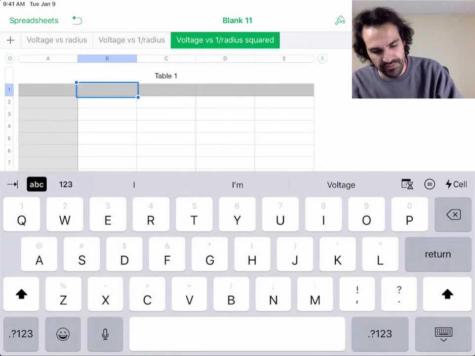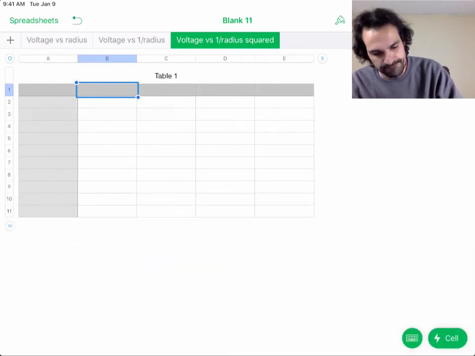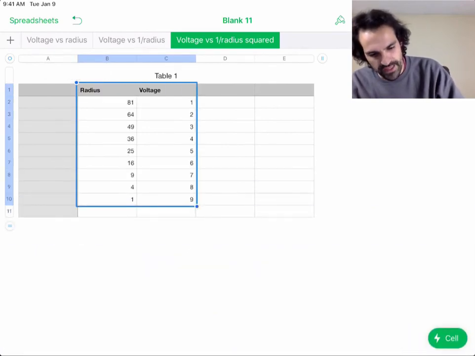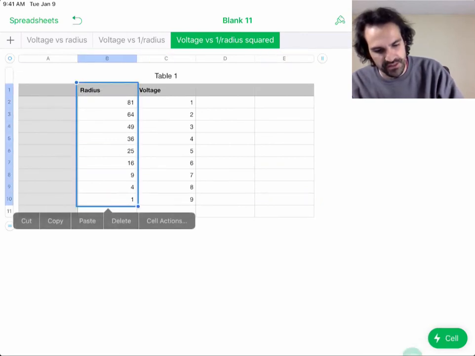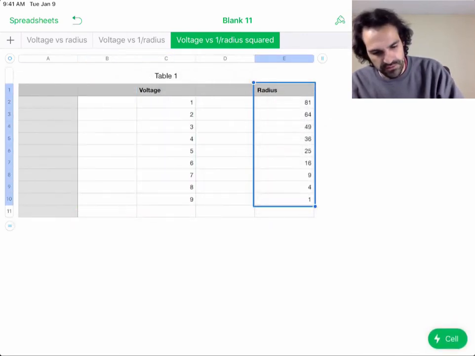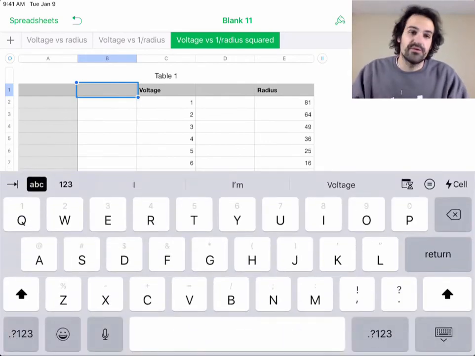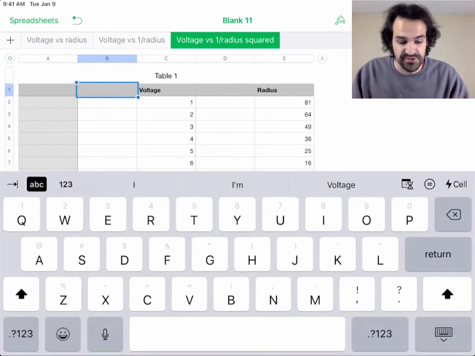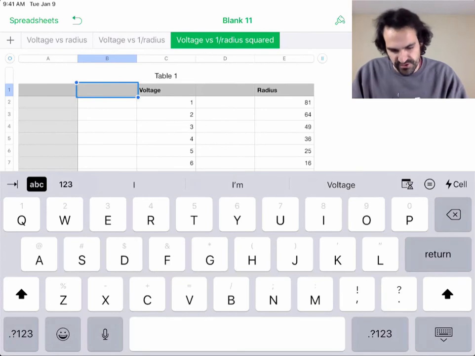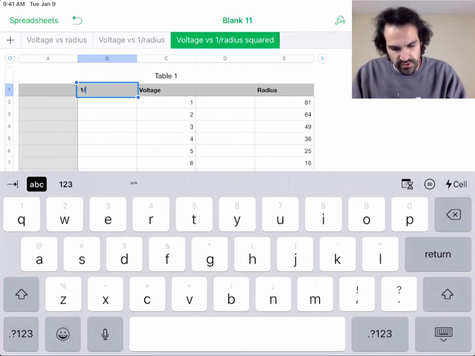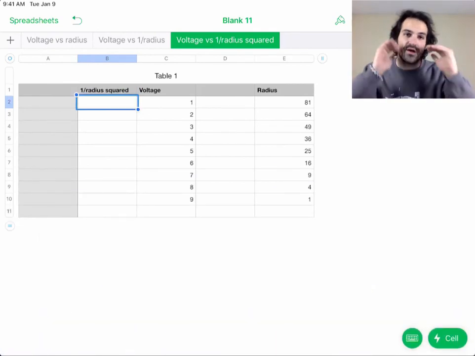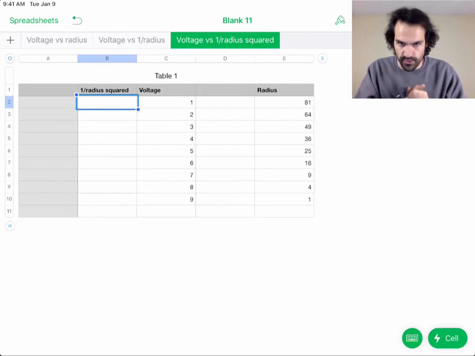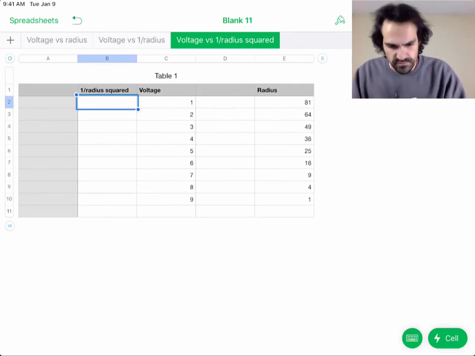So again, I'm going to paste my data, and I'm going to hide the original radius values off to the side, because I'm not going to plot voltage versus radius. I'm going to plot voltage versus 1 over radius squared. And you technically can plot all of these on the same graph, but it very quickly becomes messy.